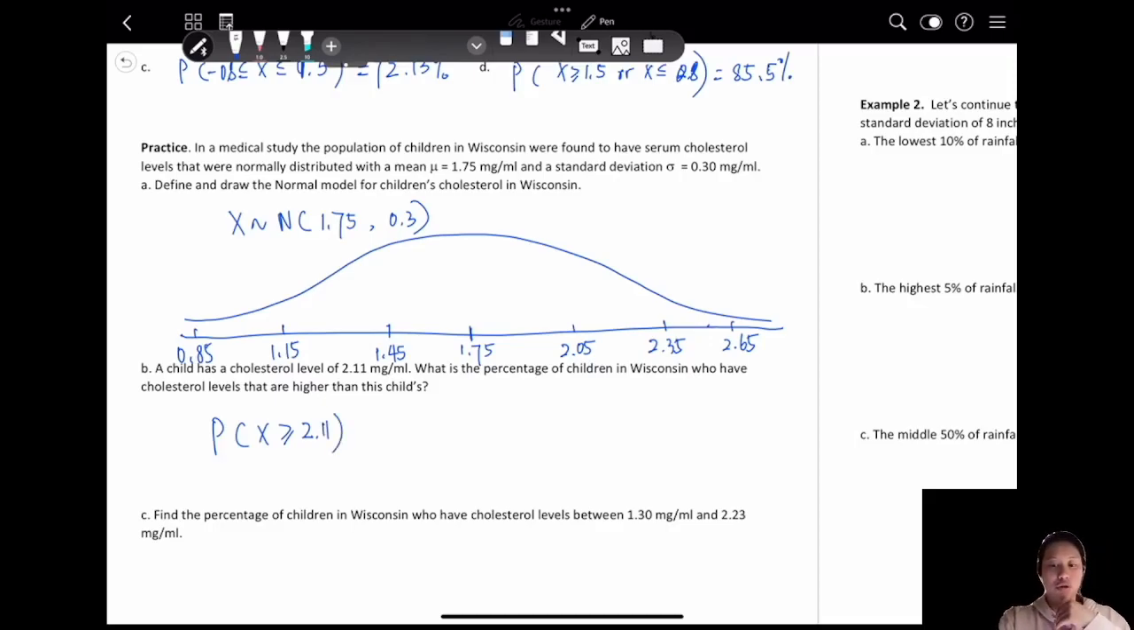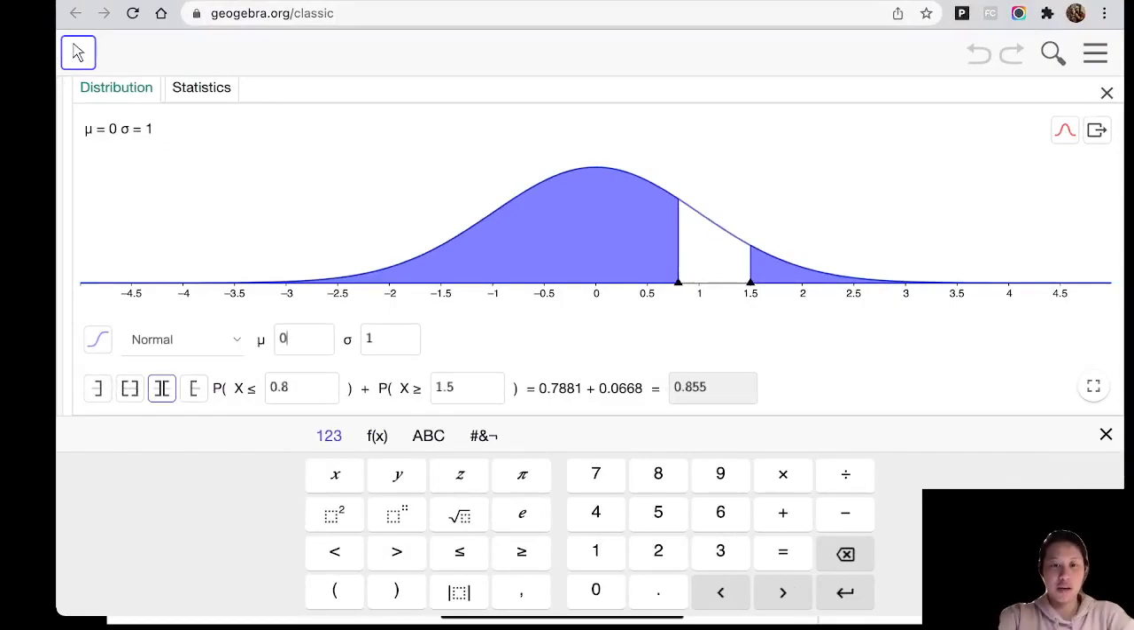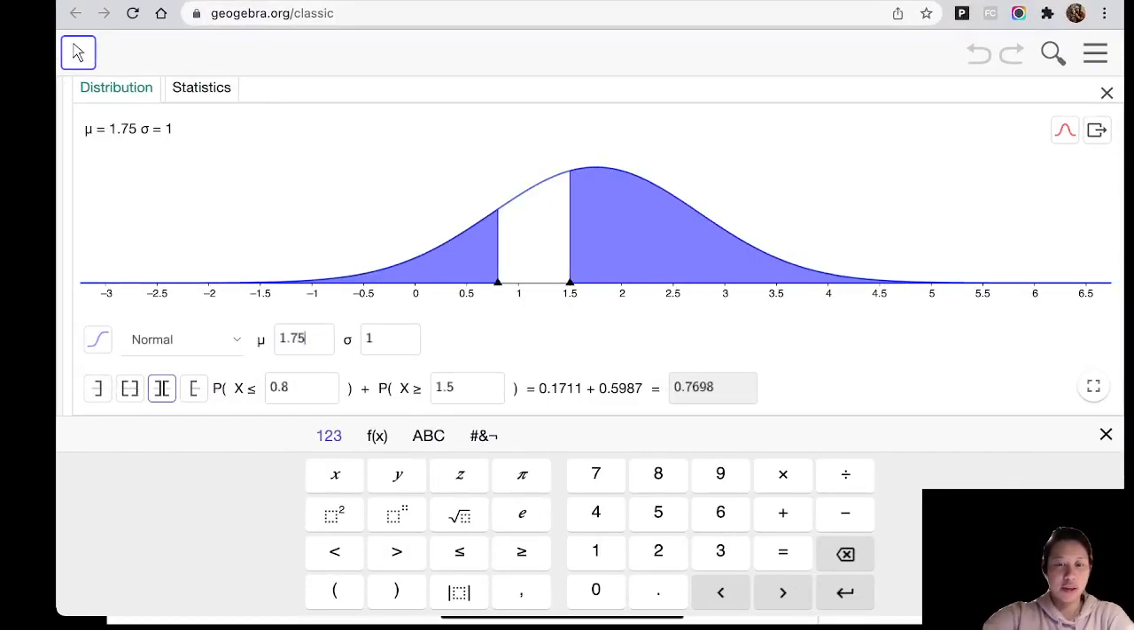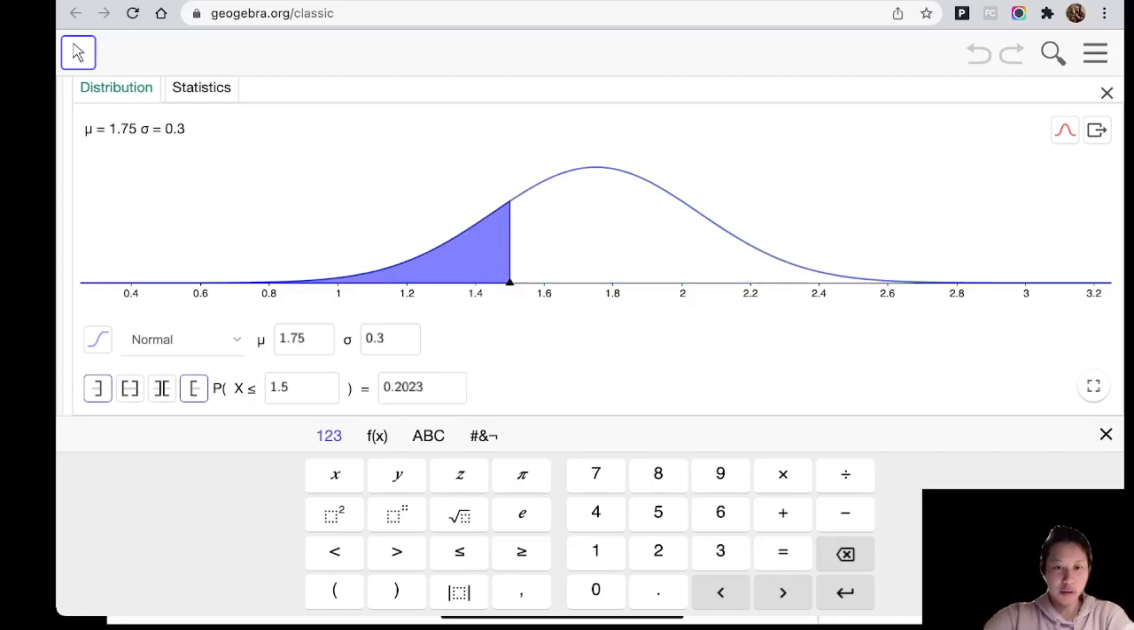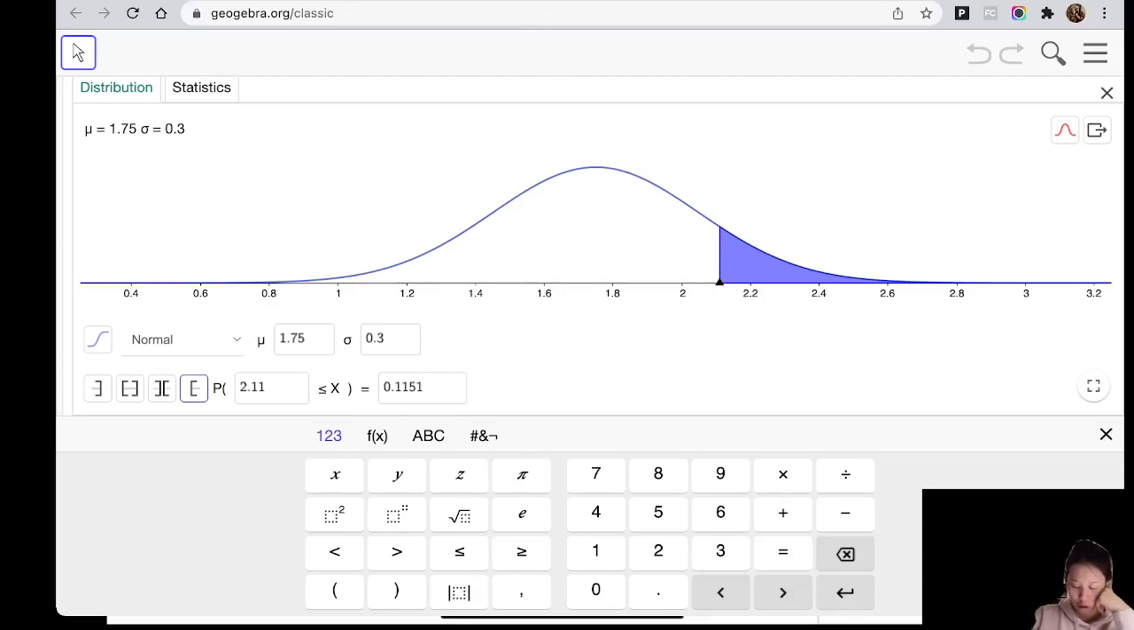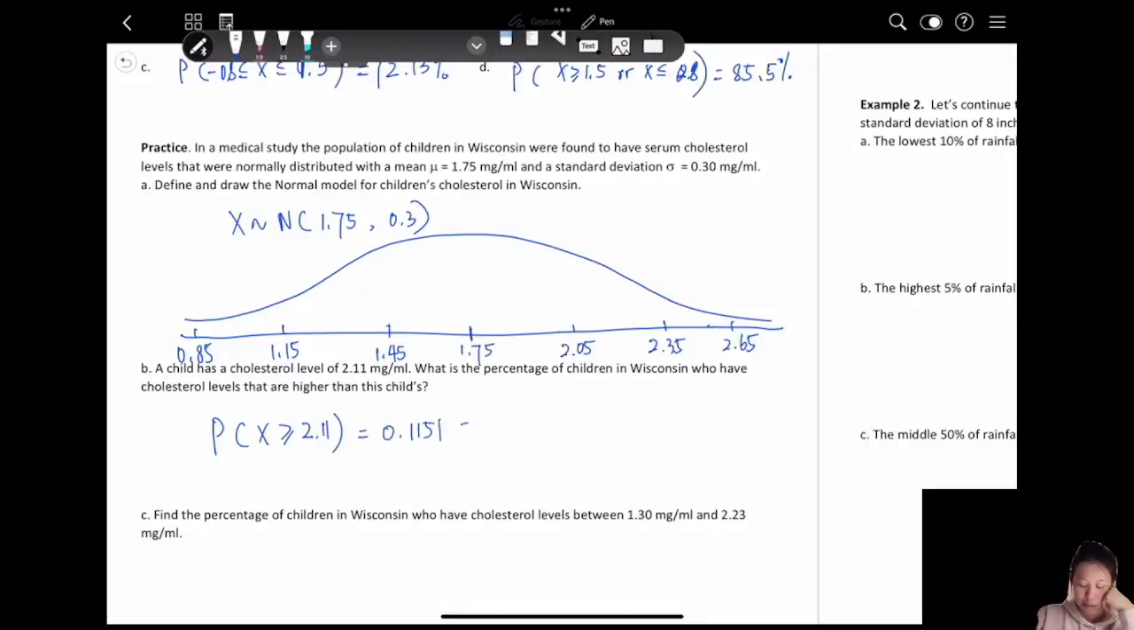So now let's use GeoGebra. And we're going to change the mu to 1.75 and sigma to 0.3. And then we want x greater than 2.11. So it's going to be 0.1151. So we can convert this to a percentage. Again, for your homework, I want you to have a screenshot of your GeoGebra graph to show your work.